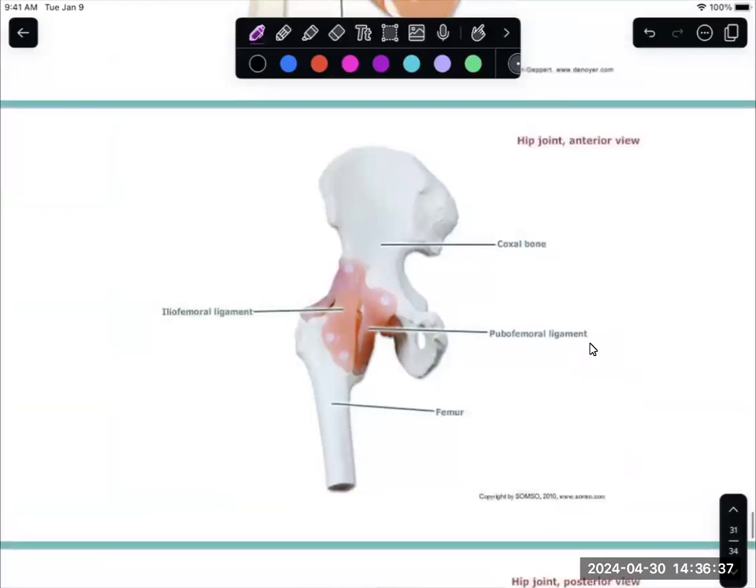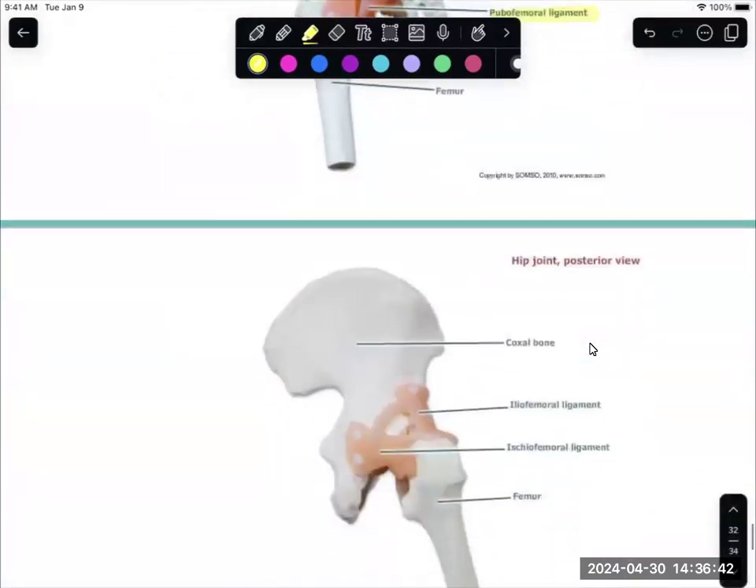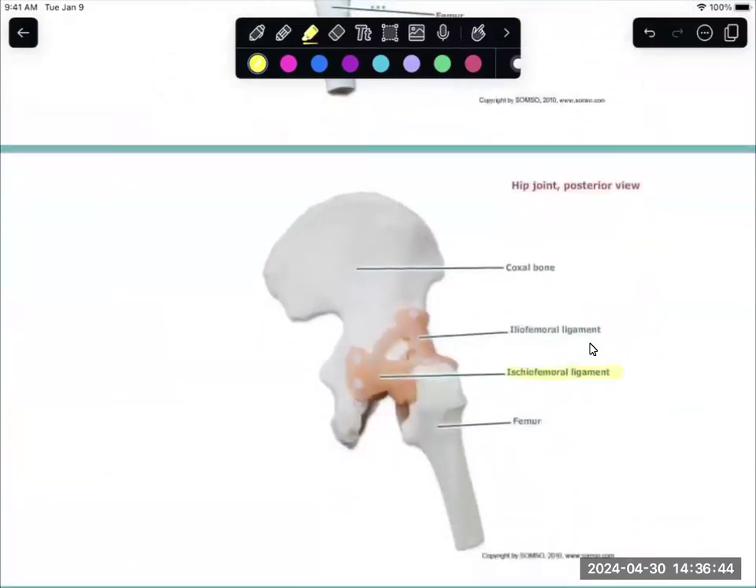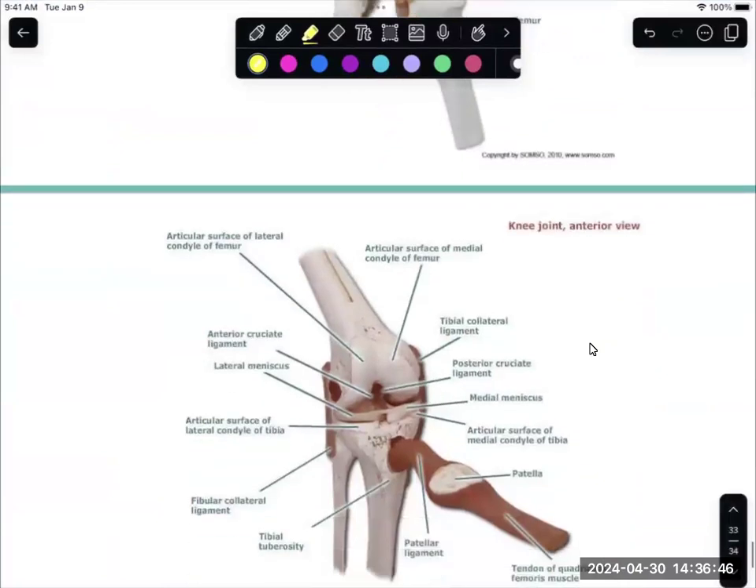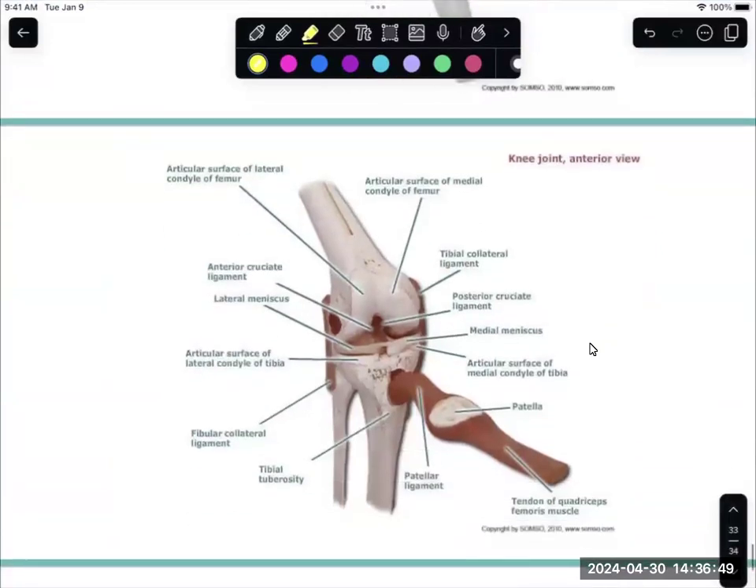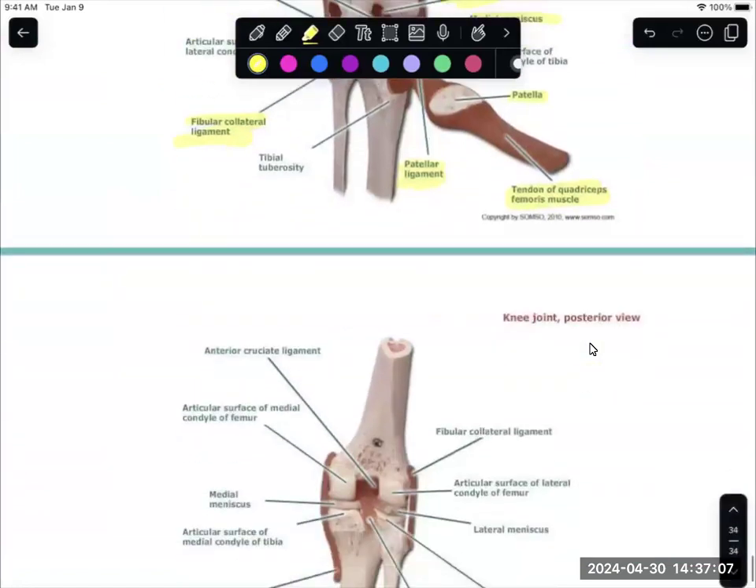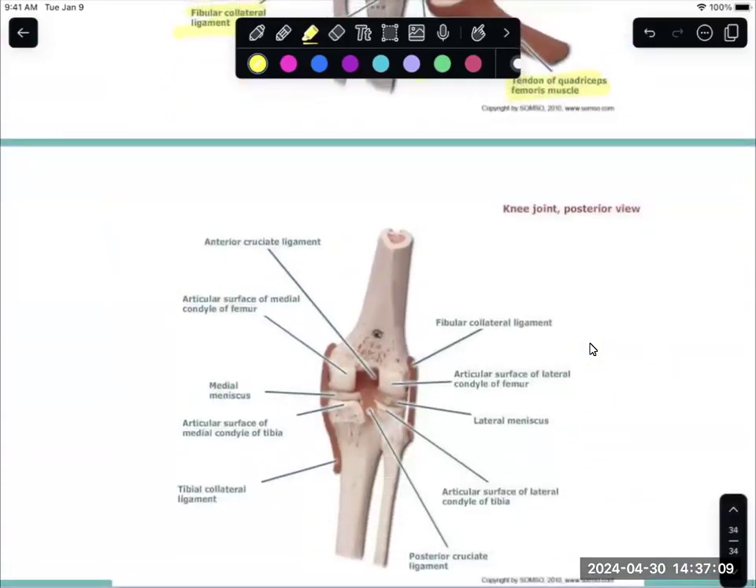Here's that hip joint, that pubofemoral, iliofemoral, ischiofemoral, and then that knee joint, that quadriceps tendon, that patellar ligament. You see that patella in there. You see the medial meniscus, the lateral meniscus, that fibular collateral, that tibial collateral. You can see that anterior cruciate, that posterior cruciate, and then you just see it from the back.